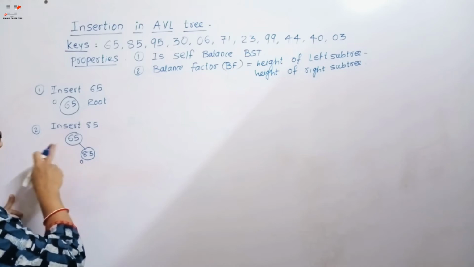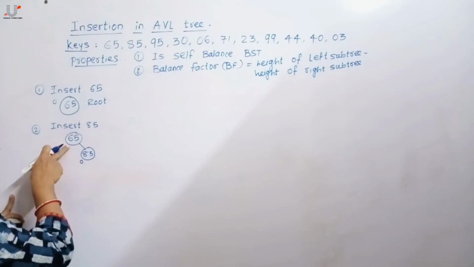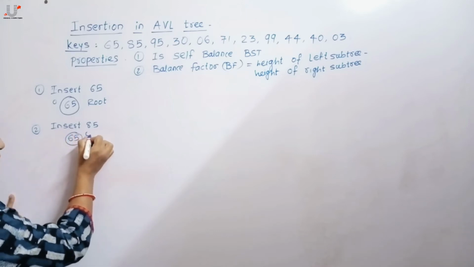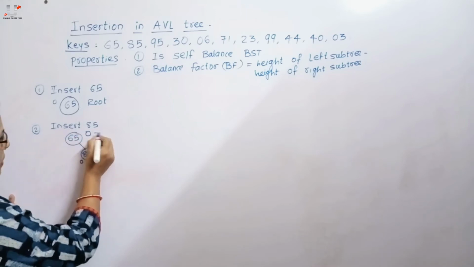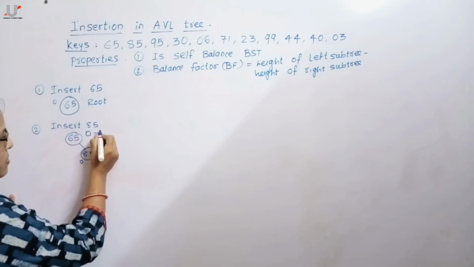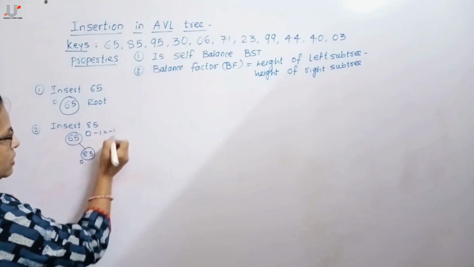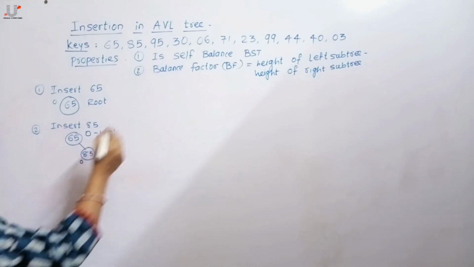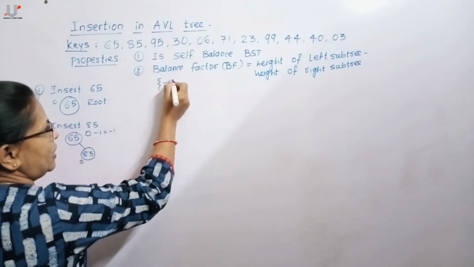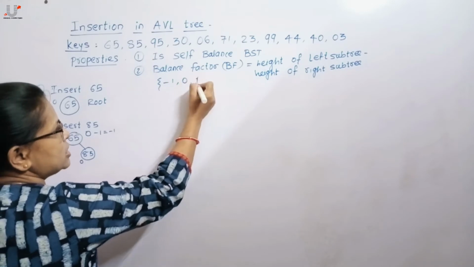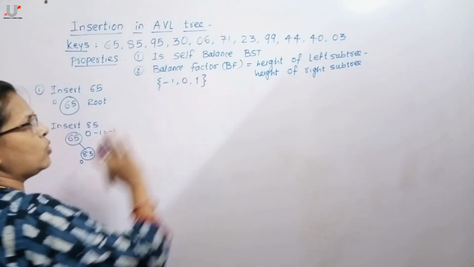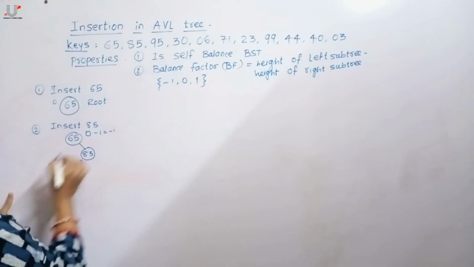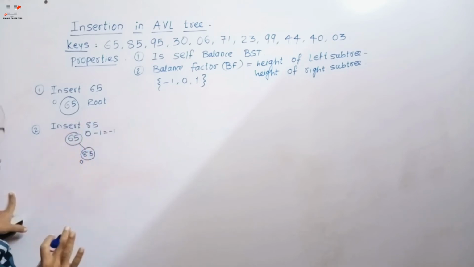Then for 65 we have to calculate the balance factor. The height of the left subtree is 0, as no left subtree is present, minus the height of the right subtree, which is 1. So 0 minus 1, the balance factor is -1. Still the tree is balanced. If the balance factor goes beyond -1, 0 and 1, the tree becomes imbalanced, and only then do we have to apply various types of rotations.